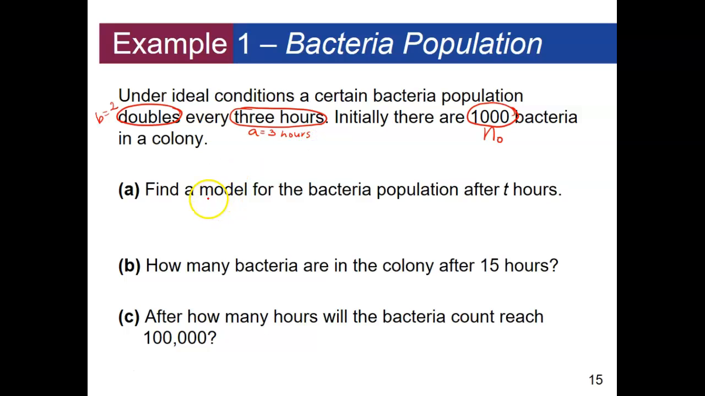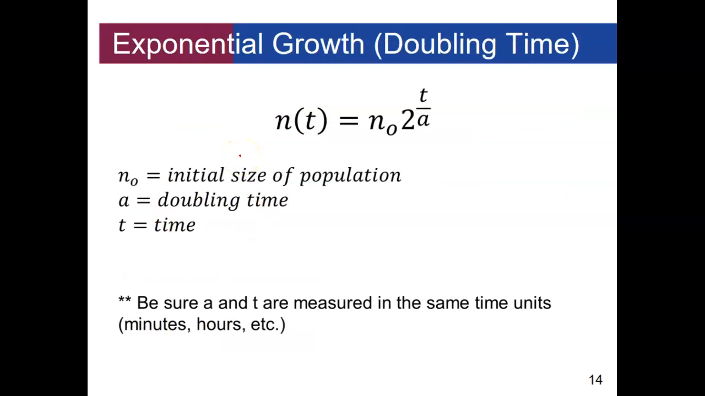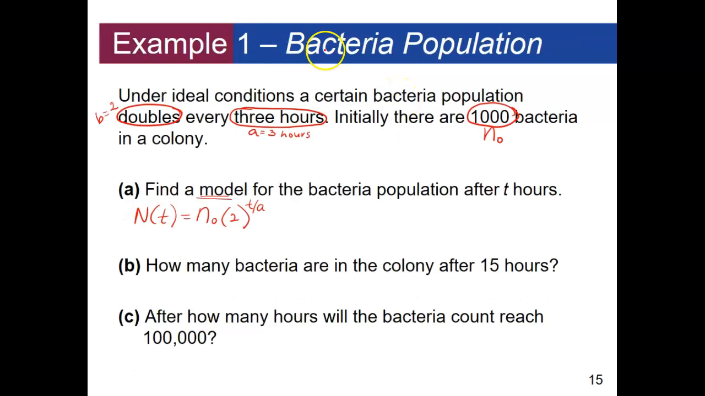Okay, so it's asking us to find a model, or basically an equation. So we're going to use the model N of t equals N sub 0 times 2, because we're doubling, to the T over A. So that was the model that we were working with. It's also on your formula sheet, so make sure that you have that for your quizzes and tests. I think you'll find that it's going to be helpful.